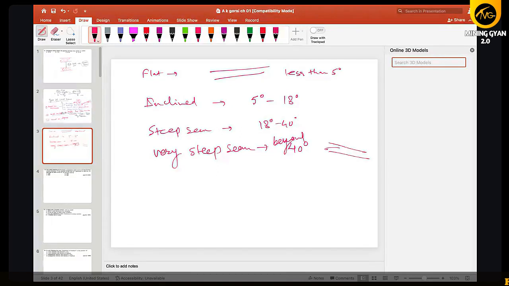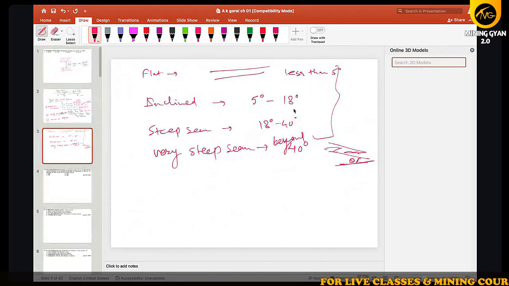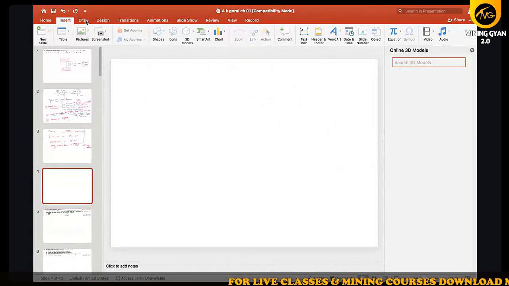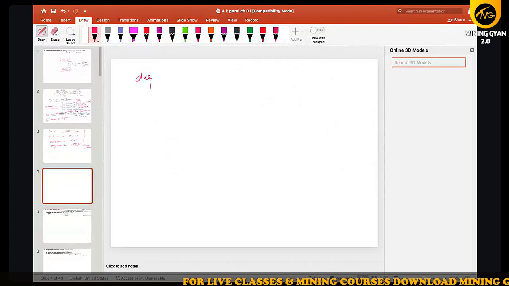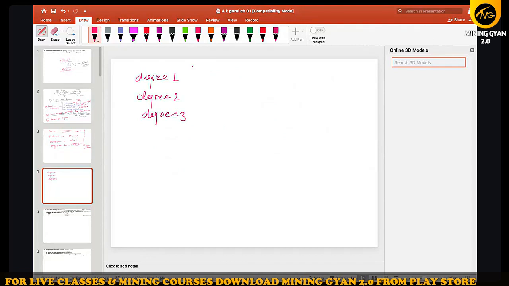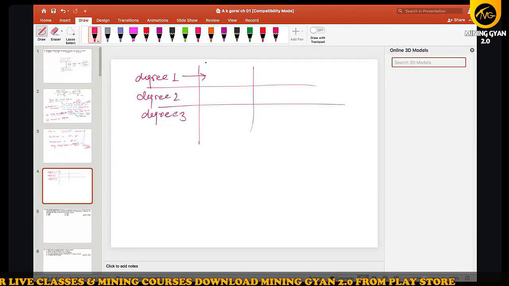So if this is your seam, it is the gradient theta. So this third type is based on the degree. You all should know, based on the degree, the type of the seam is 3: degree 1, degree 2, degree 3. For degree 1, we make a table based on the percentage of inflammable gas.